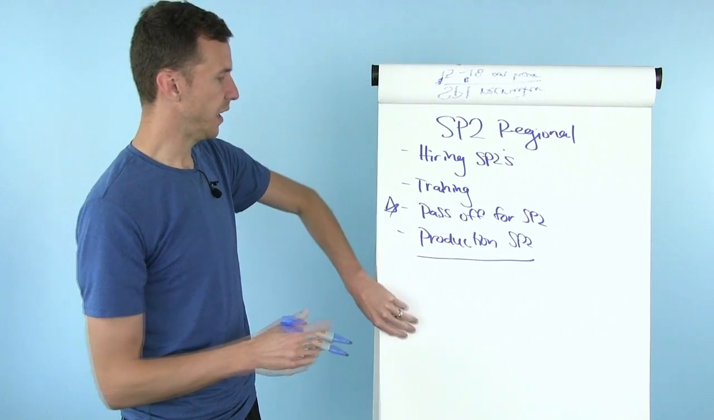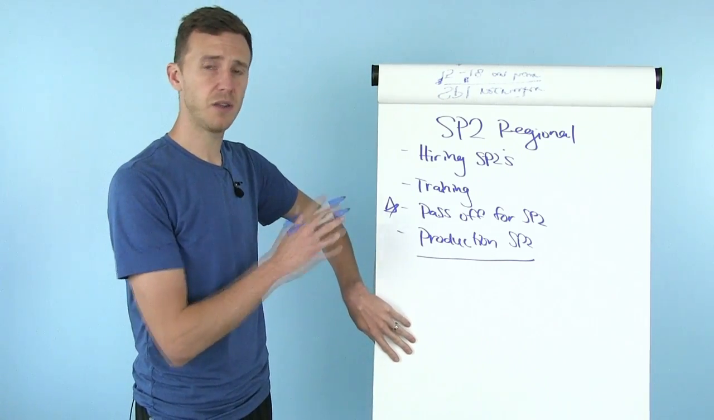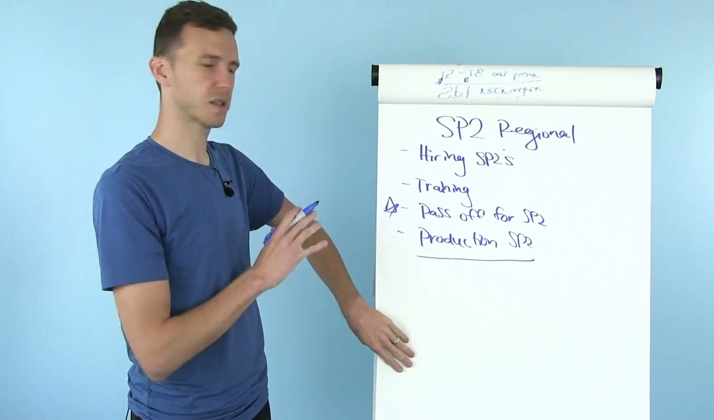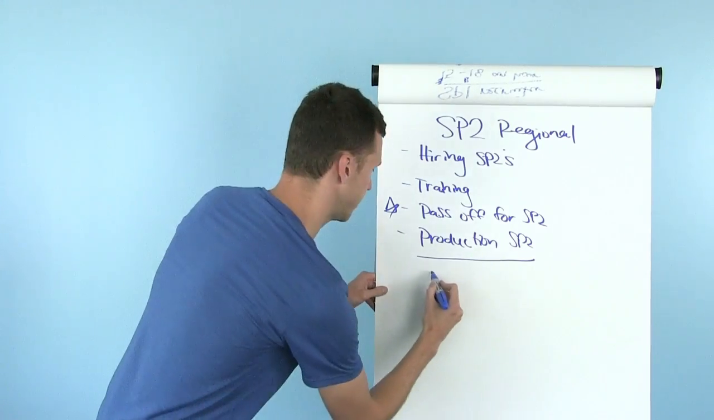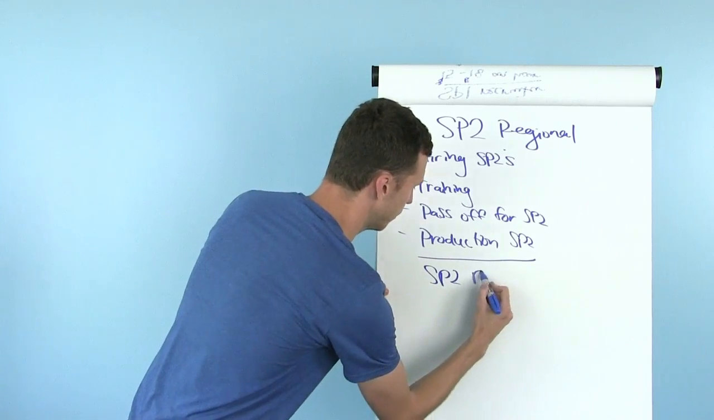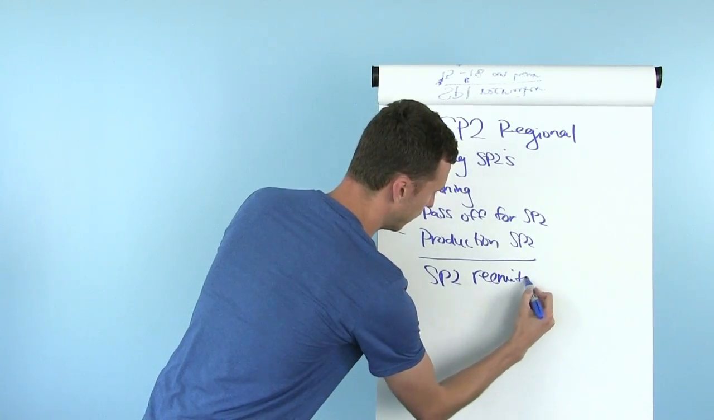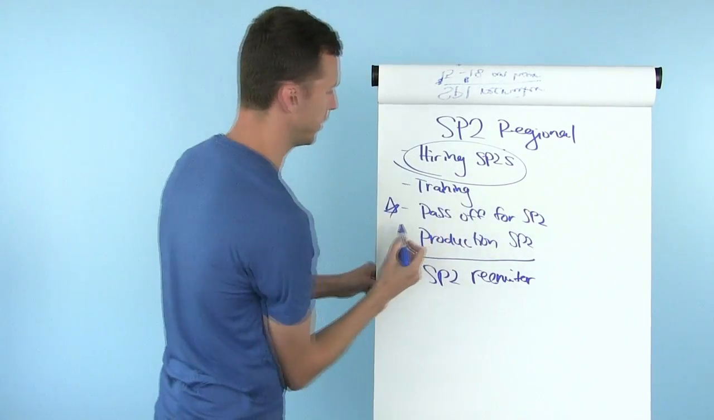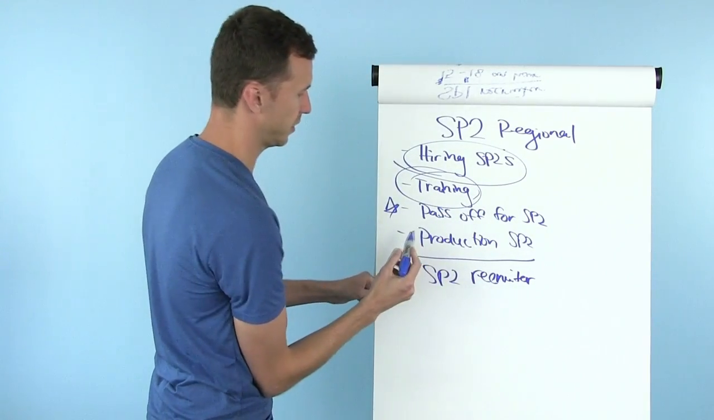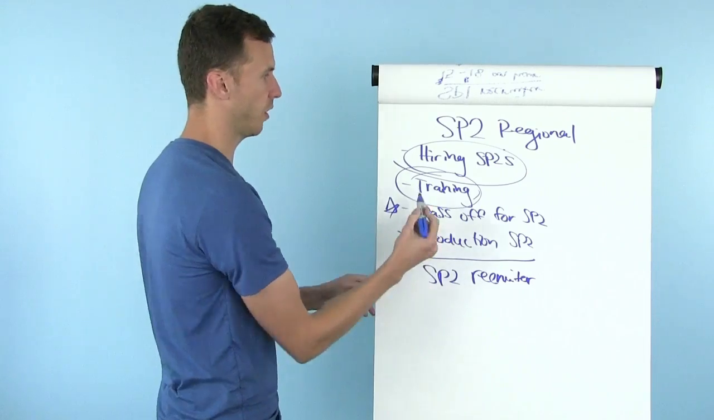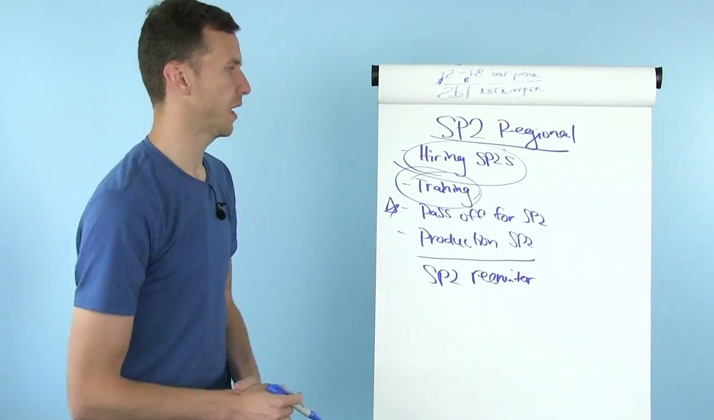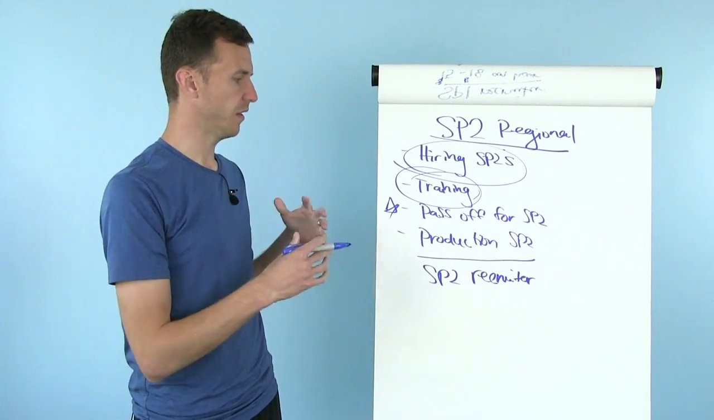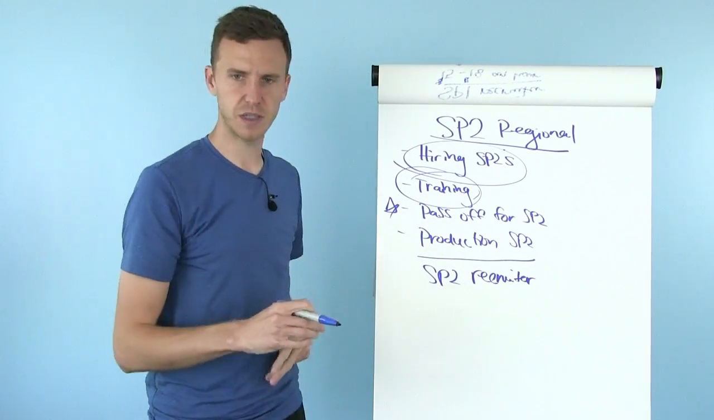Okay? Now, in the case that there's an SP2 Regional and there's an SP2 Recruiter, that system works a little bit different. So I'll just write this here. If you have an SP2 Recruiter, he is now responsible for the hiring of the SP2s and the trainings of the SP2s. The pass-off and the production always stays with the SP2 Regional. This is the beginning of how this system works, but these are everybody's jobs.